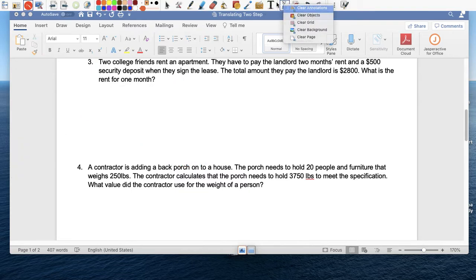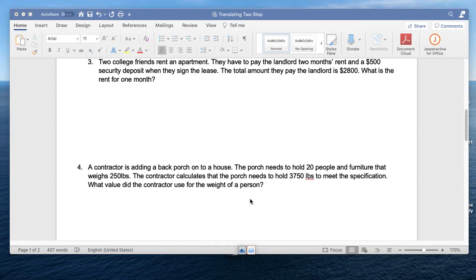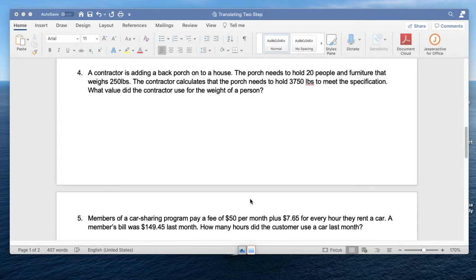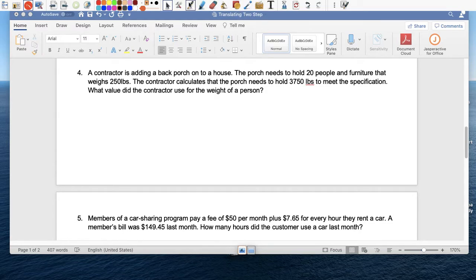Question 4. Now again, this takes a little bit of getting used to. Contractor is adding a porch. Porch needs 20 people. Can hold 20 people and furniture that weighs 250 pounds. So imagine there's a porch, right?